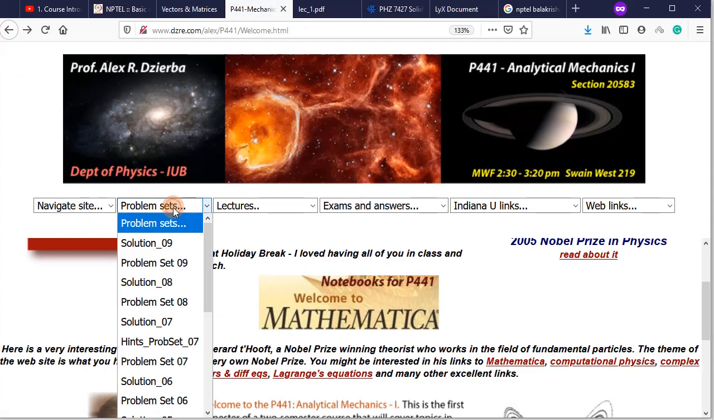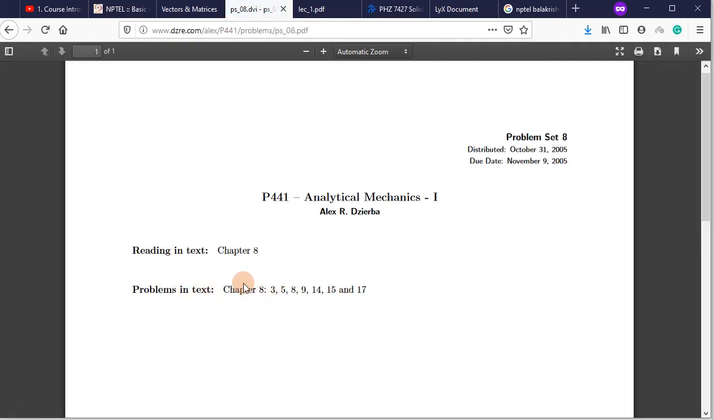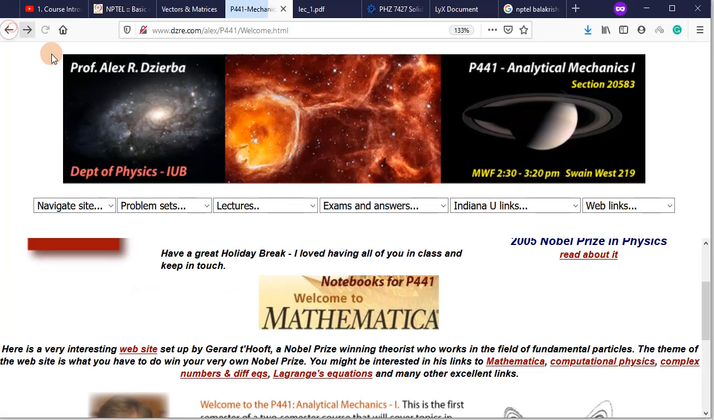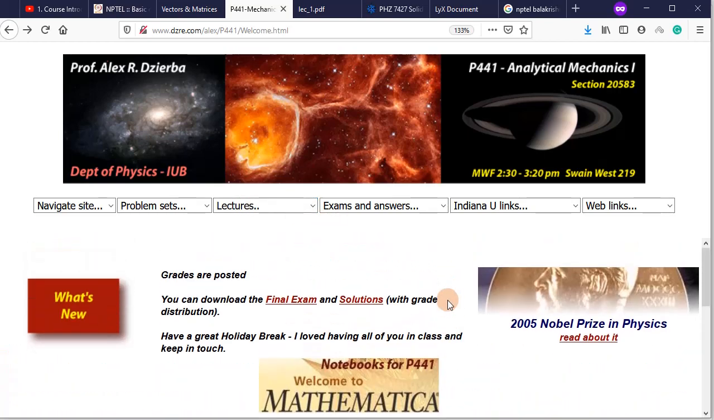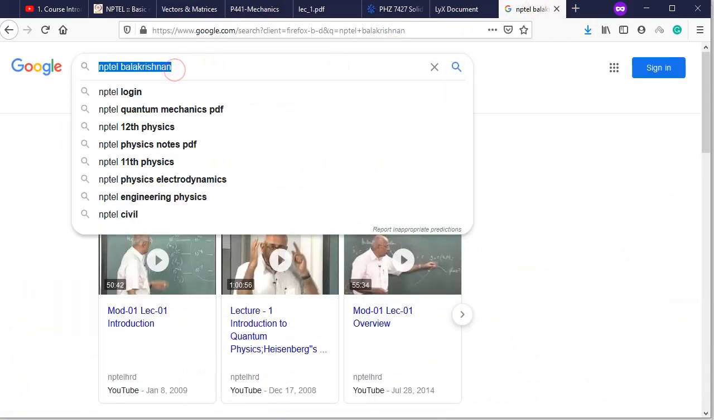So the problem sets and solutions, I think the solutions are there, but the problem sets are always written in this chapter. Say this is chapter 8 and the problems are there. So these are from Thornton and Marion's book. That I know. But you can get Thornton and Marion.